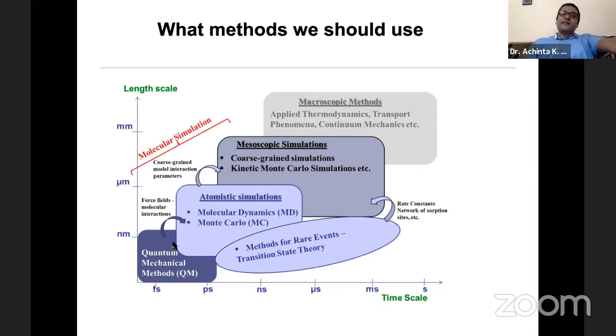Now, one interesting thing is that many of the chemical and biological phenomena actually happen in this interface between the femtosecond and the picosecond. And that helps us switch to a method where you can use a combination of the two, that is the QM/MM method, where a part of the system you treat with quantum mechanics and the other part of the system you treat with molecular mechanics. And how do you do that?